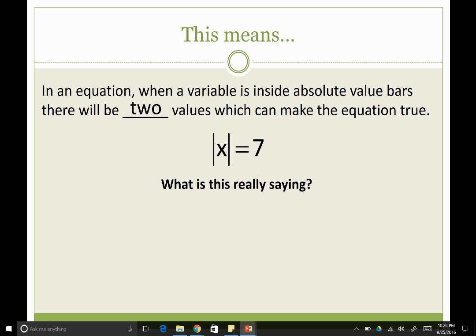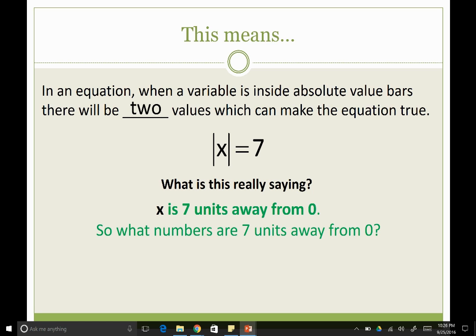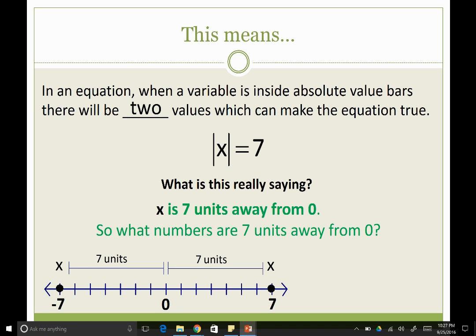Let's look at an example of this. So if we have the absolute value of x equal to 7, again, what we really have to get at is what is this equation saying to us? What it's saying is x is 7 units away from 0. All right, so we have to think about what numbers could x be so that they are 7 units away from 0. Well, if we think about it in a number line, if I'm at 0, I can move 7 units to the right and be at +7. I can move 7 units to the left and be at -7. So my solutions for this equation are +7 and -7, right?